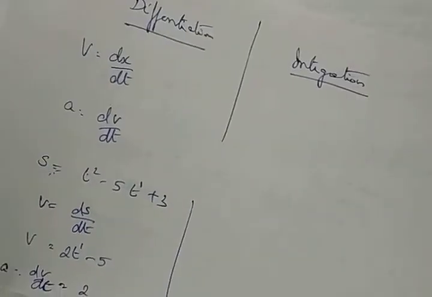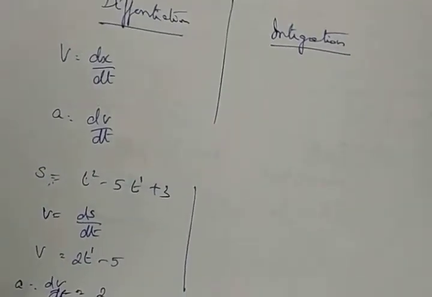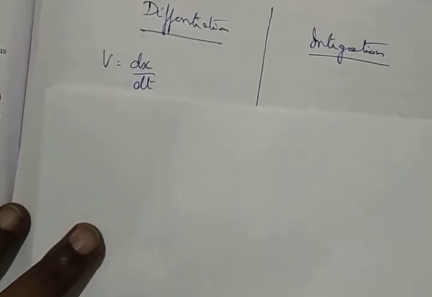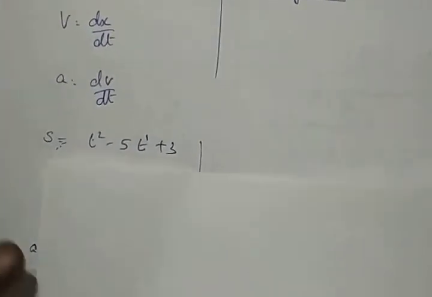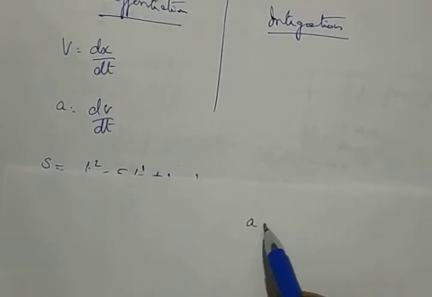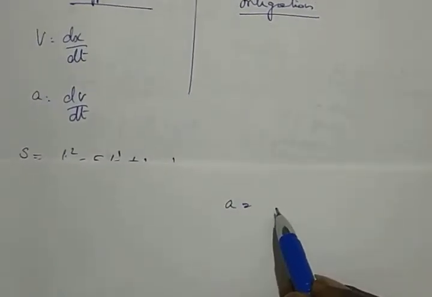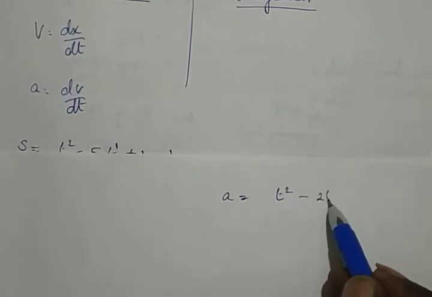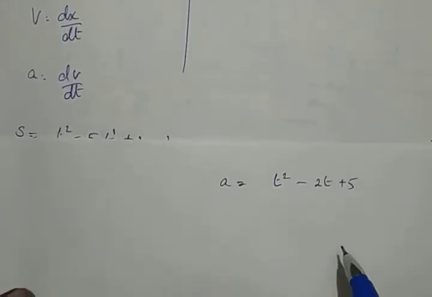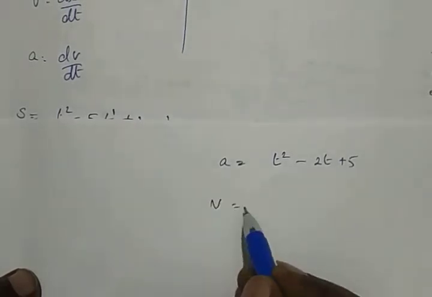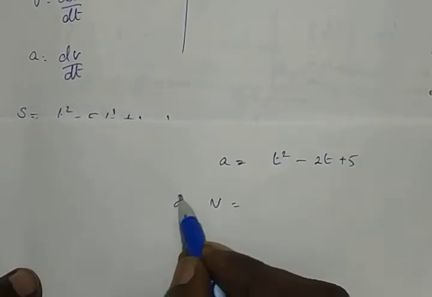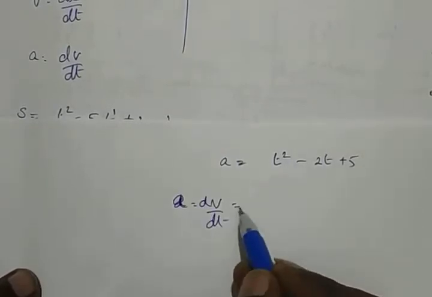So a quick recap about how this integration takes place. Integration is the reverse process of differentiation, right? Suppose you have an acceleration value, maybe t square minus 2t plus 5. If this acceleration is given, you can find out the velocity using this. How do you find out the velocity? You know acceleration is equal to dv by dt.